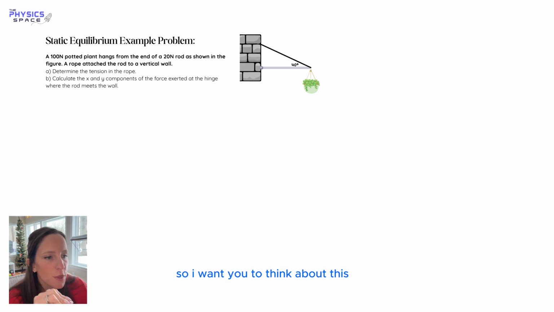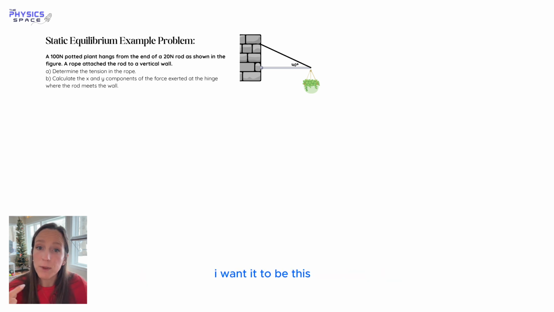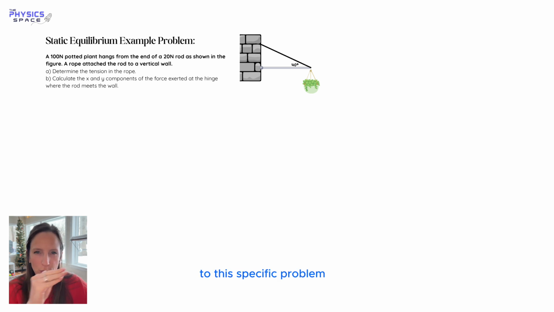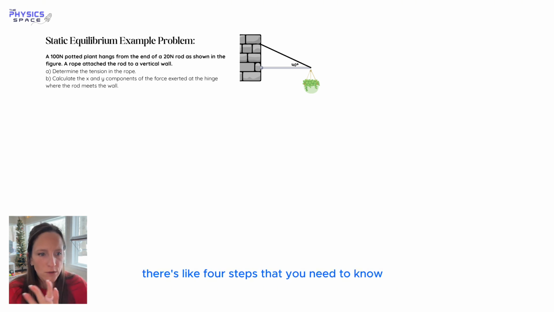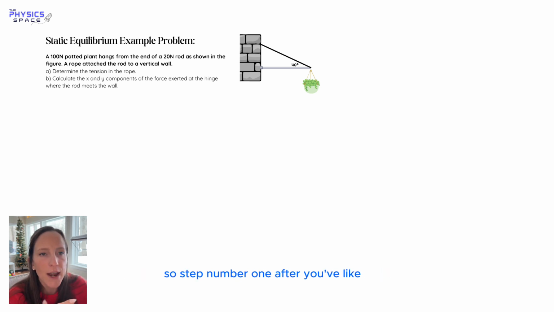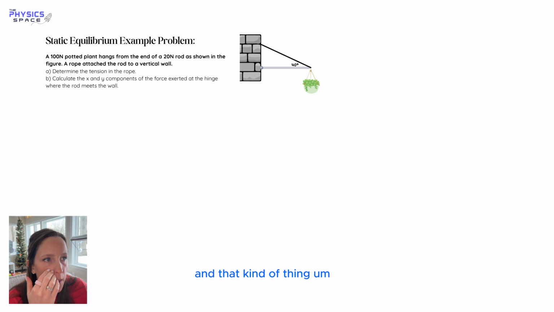So I want you to think about this, and if there's anything that you get out of this video, I want it to be this. You need to use a problem-solving strategy. So rather than memorizing all of the steps to this specific problem, there's like 4 steps that you need to know, just generally, to get through problems like this. So step number 1, after you've read the problem carefully, you see what quantities are given and what's not, and that kind of thing.